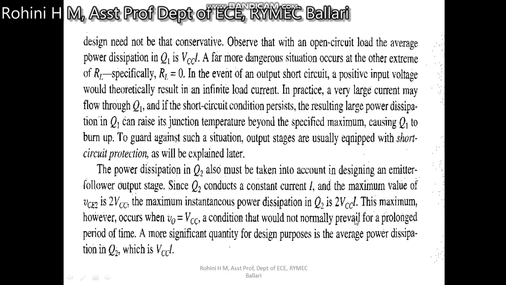This is a condition that would not normally prevail for a prolonged time. The most significant quantity for design purposes is the average power dissipation of Q2, since the maximum will not happen for long. The average power dissipation of Q2 is VCC into I, whereas the average power dissipation of Q1 is also VCC into I. So for any transistor, Q1 or Q2, we need to consider the average power dissipation as VCC into I itself. The maximum is 2 into VCC into I.